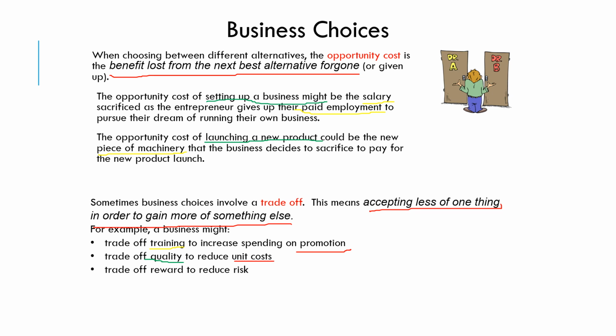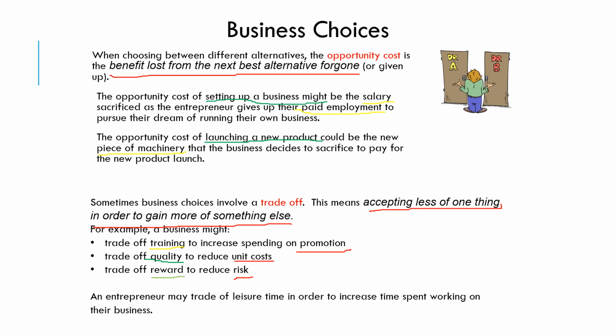And another one might be to trade off the rewards with risk. So we could have more reward if we were to enter the Chinese market. However, this would also increase the risk because we don't understand the culture or how to set up a business there. So we might have to reduce the reward in order to reduce the risk. So when we're talking about business choices, we need to be aware of these two concepts, opportunity cost and trade-offs. A final example, an entrepreneur may trade leisure time in order to increase time spent working on their business. Again, this would illustrate a nice trade-off.